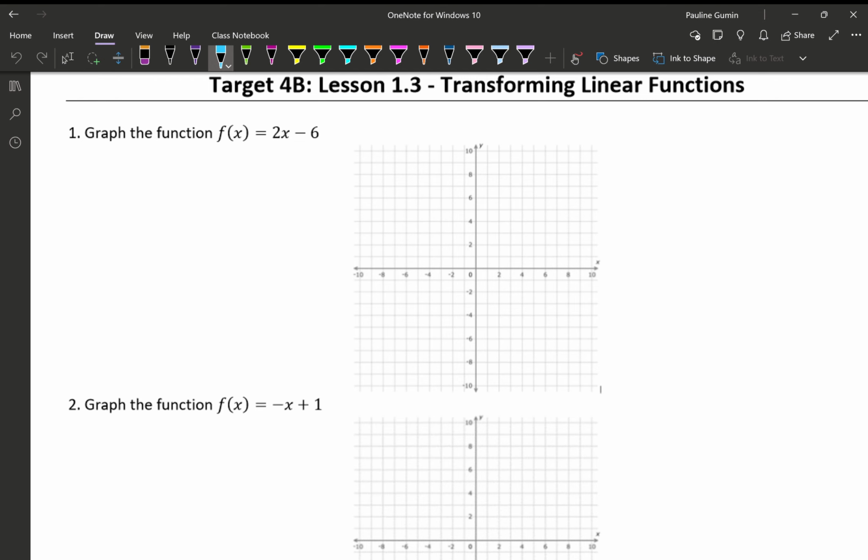Alright, number one, let's warm up by just graphing. So we're going to graph 2x minus 6. We're going to start at negative 6 because that's our y-intercept. 2x is actually 2 over 1x, which means we're going to go up 2 to the right 1. Up 2 to the right 1. And we're going to draw a line through it.